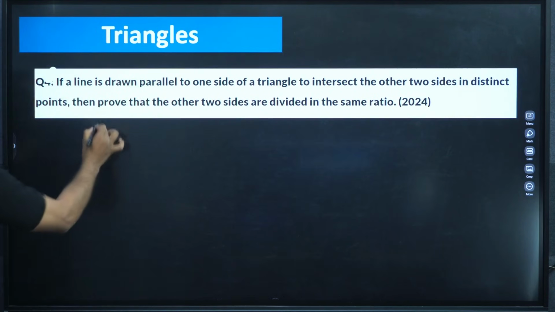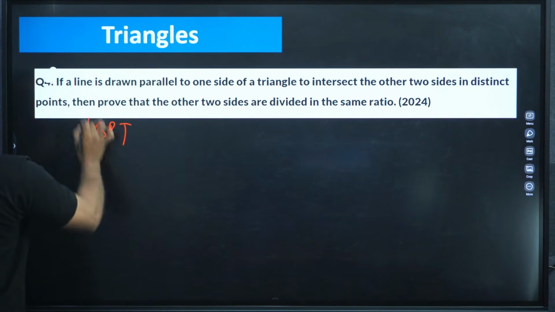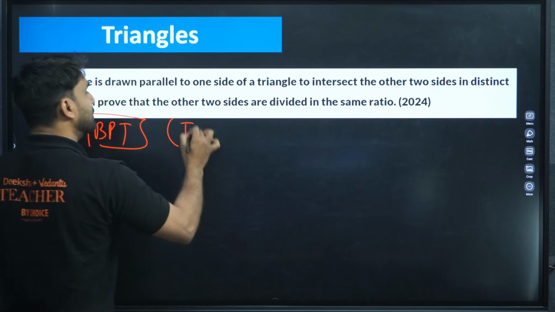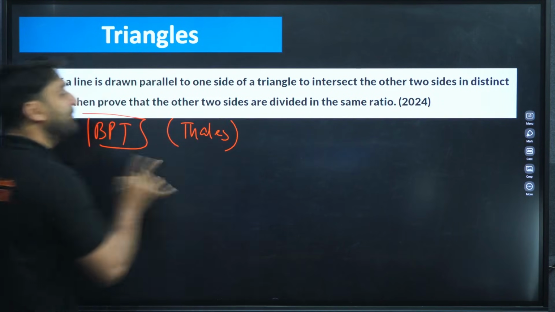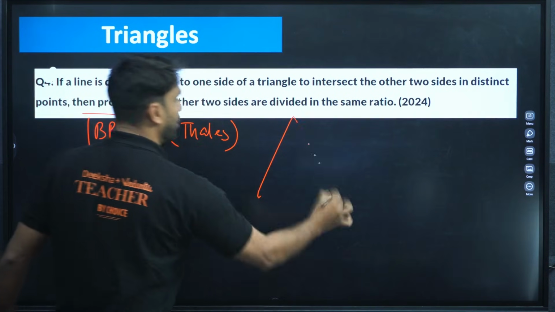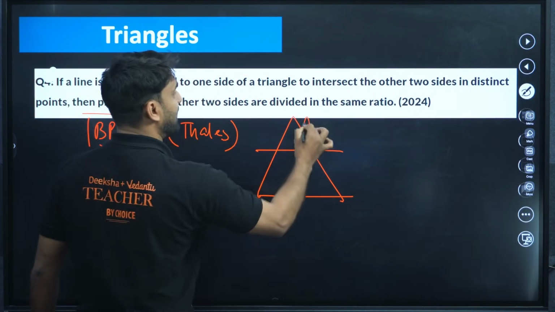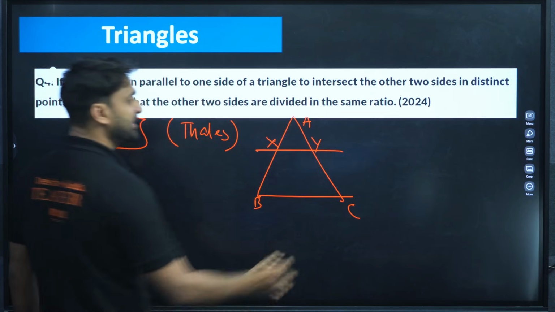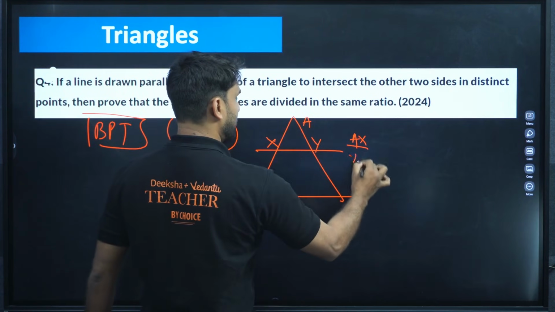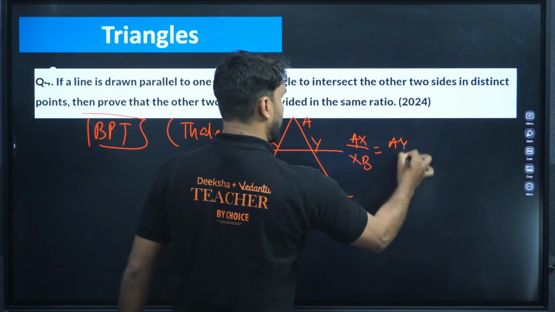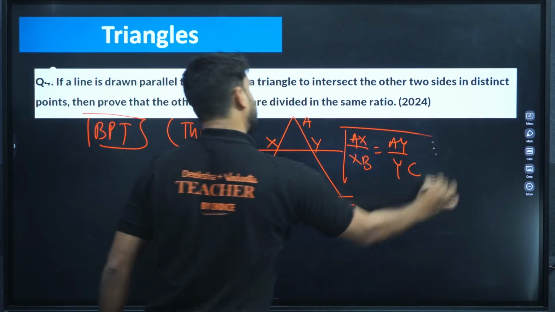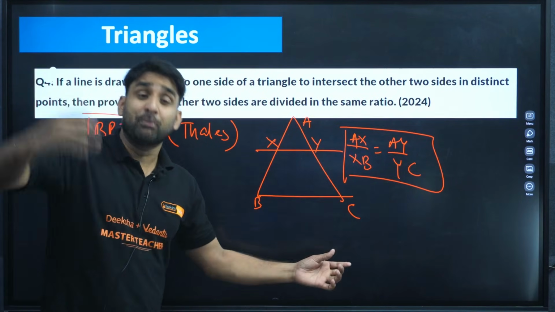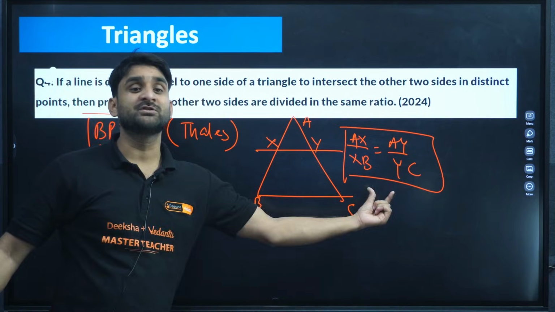Moving to the next, triangle. In triangle, the most important thing is BPT, basic proportionality theorem, which you all know, and this is also called Thales theorem. Go and prepare this. According to this theorem, in any triangle ABC, if XY is parallel to BC, then AX divided by XB is equal to AY divided by YC. This is called BPT, basic proportionality theorem. Important. Even in proof type questions, you will be using this only.